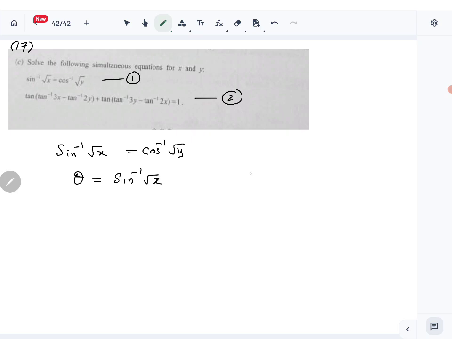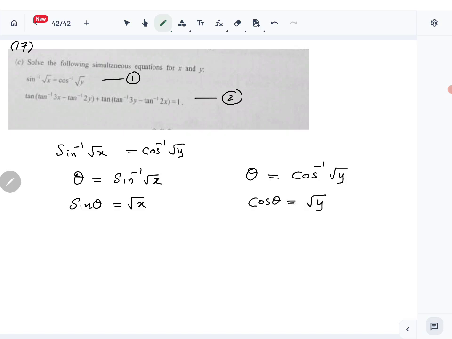So then theta can be sine inverse root x or theta can be cos inverse root y, because if these are equal, these angles are equal. So we'll take that common angle as theta. So you can write theta equals sine inverse root x or theta equals cos inverse root y. So then sine theta equals root x and cos theta equals root y.